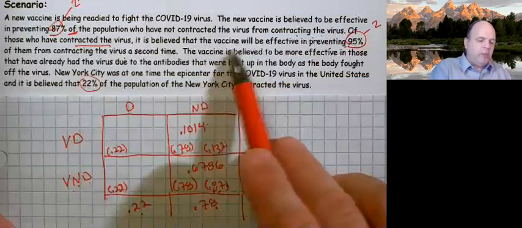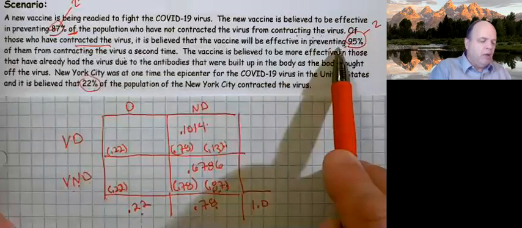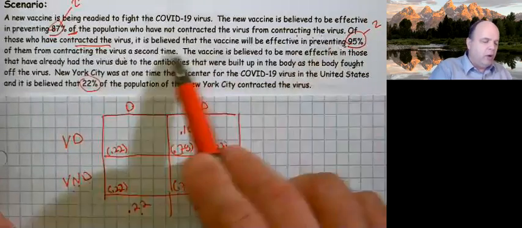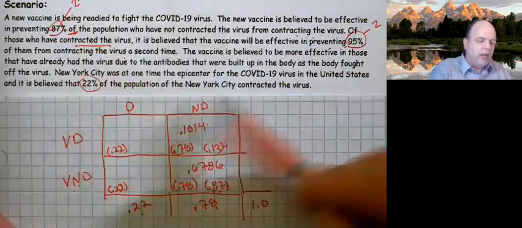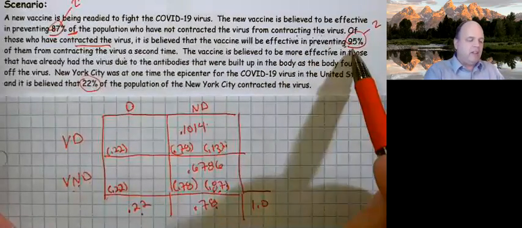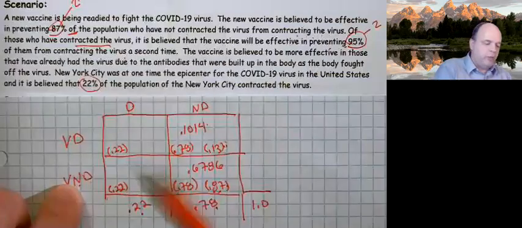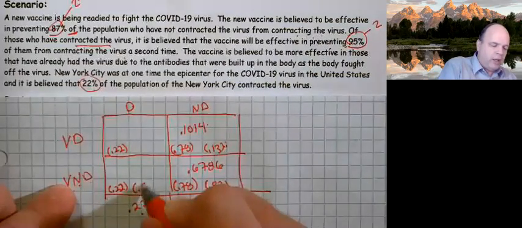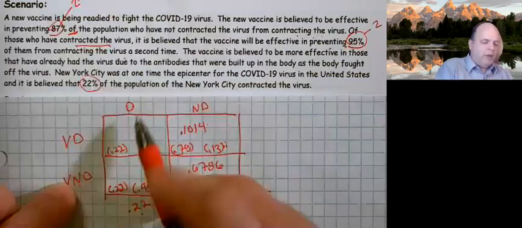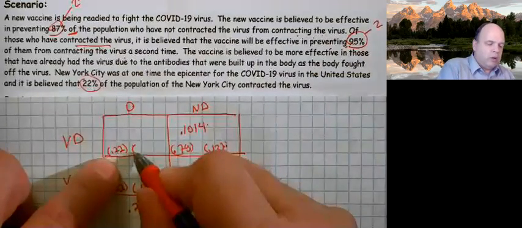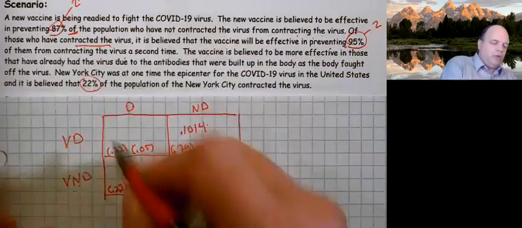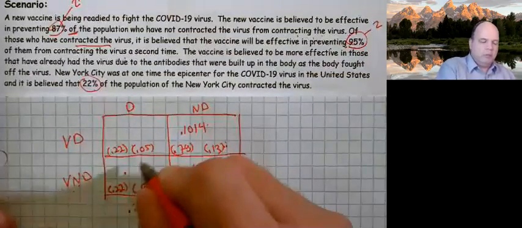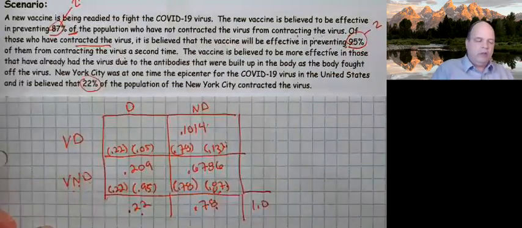It is believed that the vaccine will be effective in preventing 95% of them from contracting the disease a second time. So of those who contracted the disease, so we're looking at this column, it's believed it'll be effective in preventing the disease. Oh, so not the disease, which is going to be right here, 95% of the time. Well, that means 5% of the time it doesn't work. Okay? So when we multiply that out, we end up getting 0.209. And this becomes 0.011.